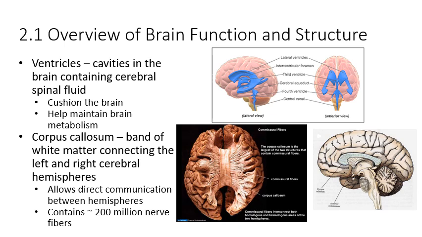The corpus callosum is a band of white matter that connects the left and the right cerebral hemispheres. It's a striking structure that has all these white matter tracts running through it. It allows communication between the hemispheres and contains approximately 200 million nerve fibers.